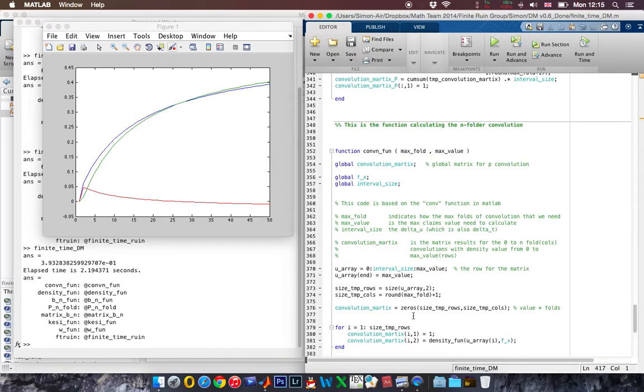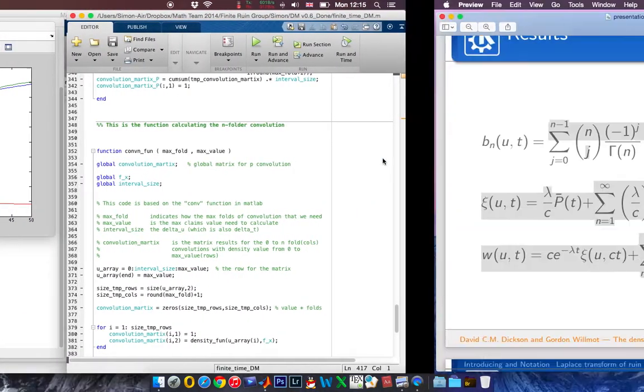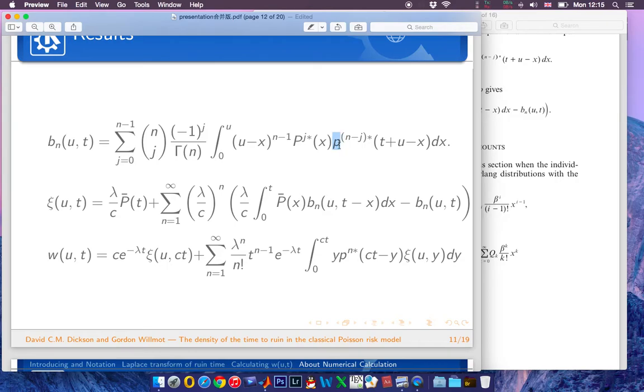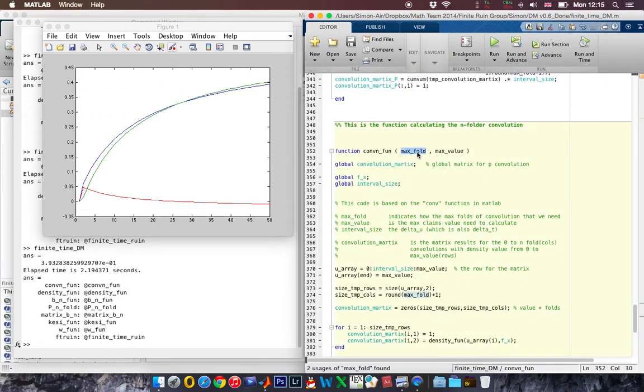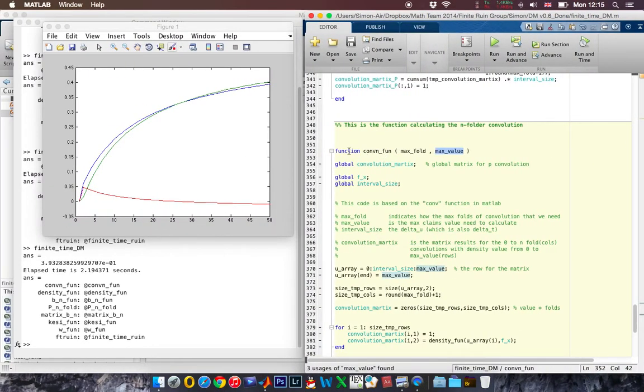So let's jump to the convolution function. In this function, we have two variables. One is max fold, and another is max value. With this convolution function, we are trying to calculate the little p's n-fold convolution, more specifically. So n ranges from 0 to max fold, which are all integers, and the max value are the parameters following the p.